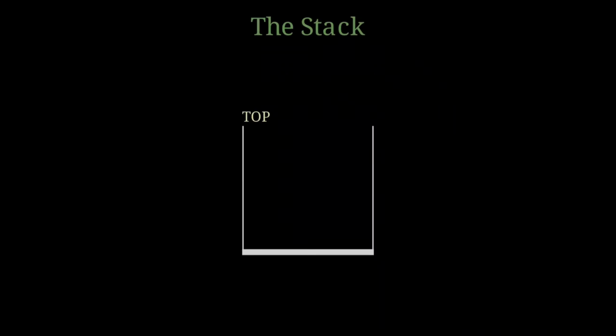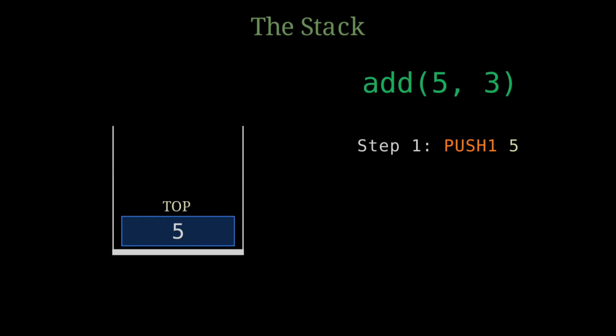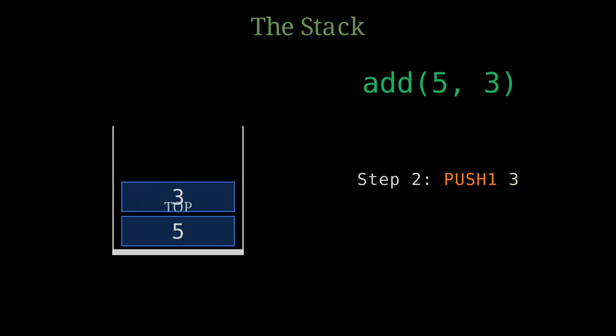Let me show you how this works. Let's trace through add(5, 3). We want to add 5 and 3 together. Step 1. The EVM pushes 5 onto the stack. This uses an opcode called PUSH1. Now the stack has one item, 5. Step 2. The EVM pushes 3 onto the stack. Another PUSH1 opcode. Now the stack has two items. 3 is on top, 5 is below it.